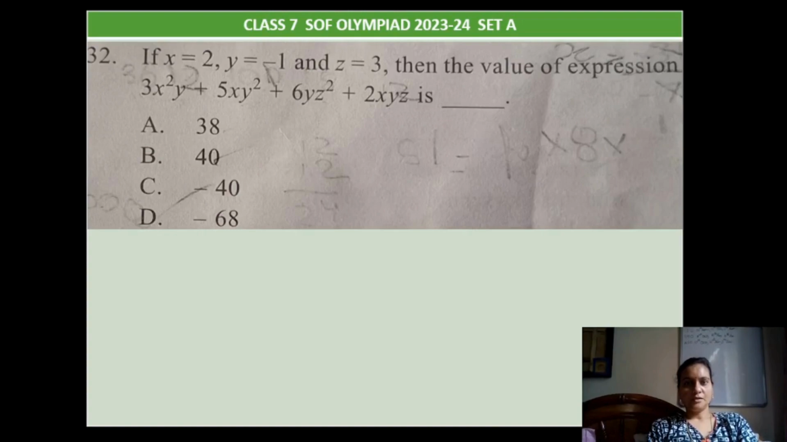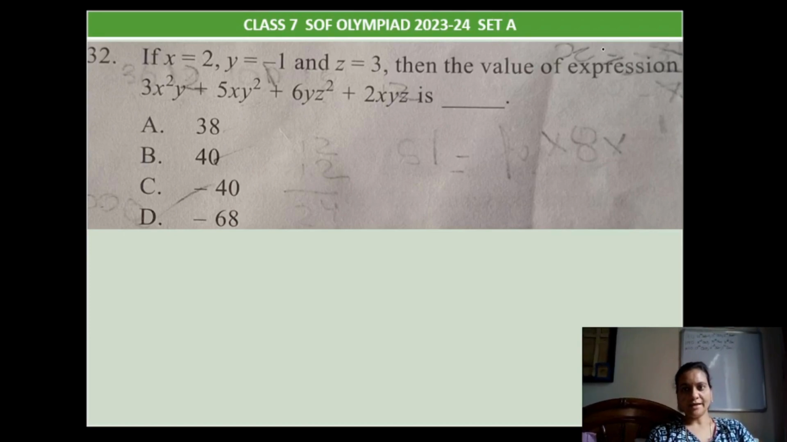Question number 32 is, if x equals 2, y equals minus 1 and z equals 3, then we need to find the value of this expression. So let's substitute. Why write the expression again? It's already written. I'll just start by substituting the values. X has the value 2, so here in brackets I write 2 squared.